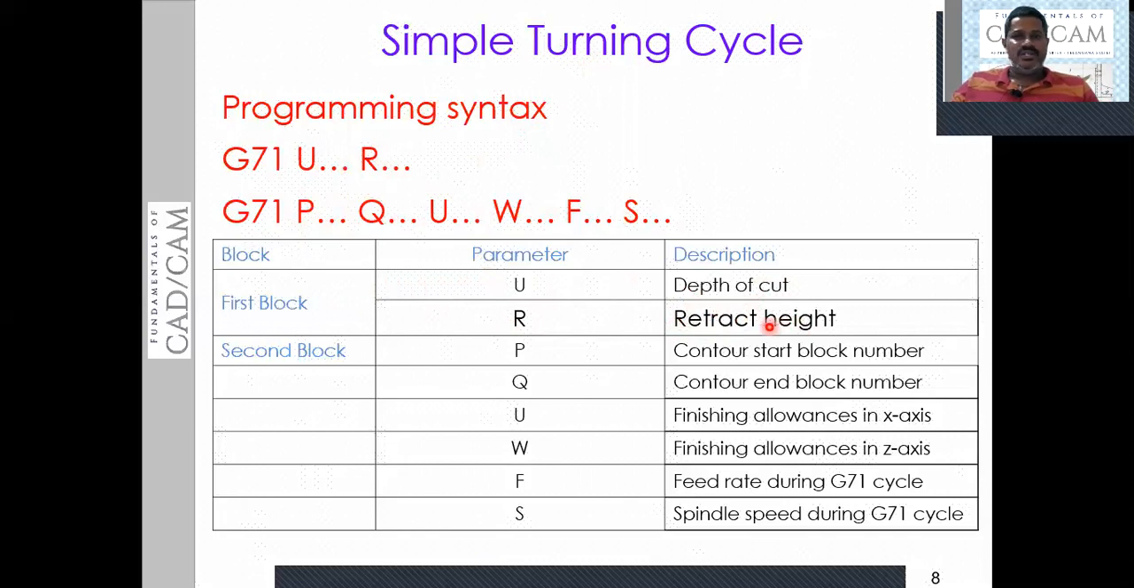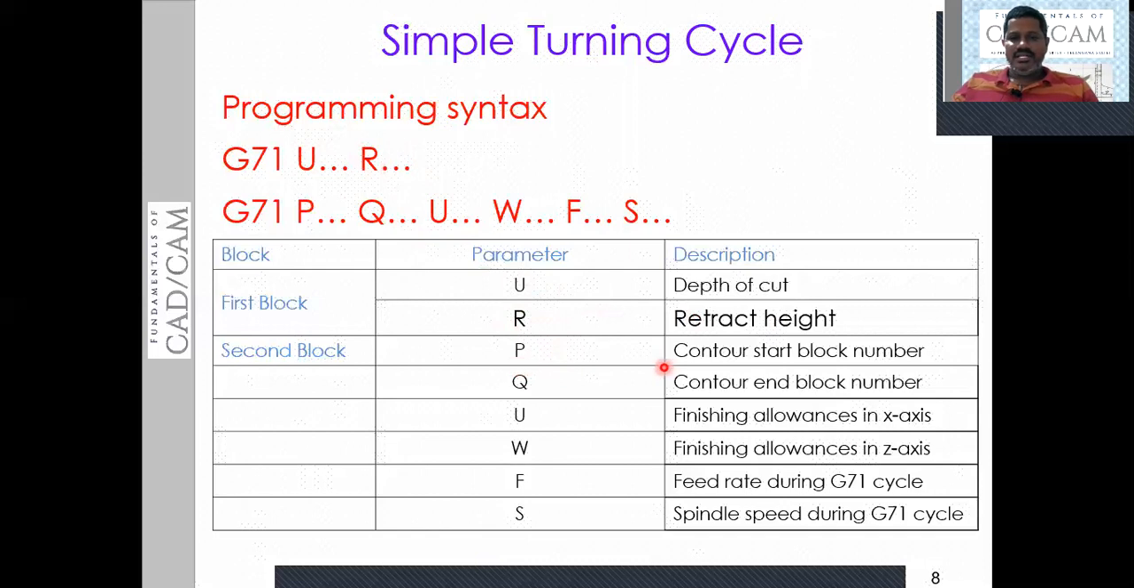As I said just now, what is retract height? The U letter followed by a numerical value indicates the depth of cut for all the passes during the rough cut turning. Then R is followed by a numerical value. The tool will move to that height after completing one cut or one pass. That is called the retract height.